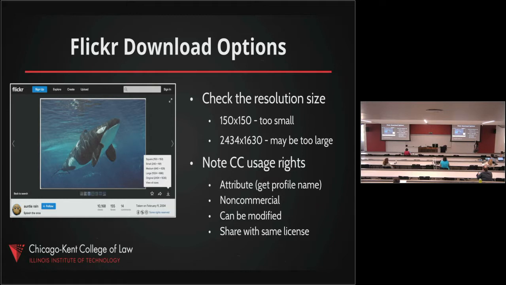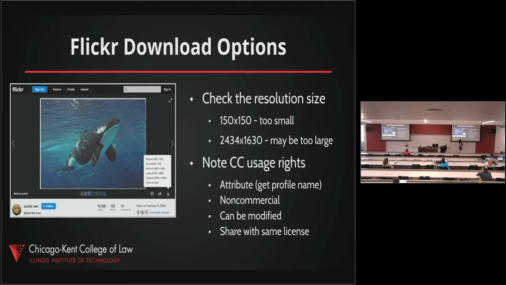So the Flickr download options are under that little arrow there, and as you can see, sometimes you can get them in really large resolution. Don't get them too big for what you need, it just wastes space, so pick the one that makes sense. And this is where you see the Creative Commons rights. So attribution, just look for whatever their name is here. You don't have to figure out what their real name is because that's what they've provided, but they do want to get citation for it.